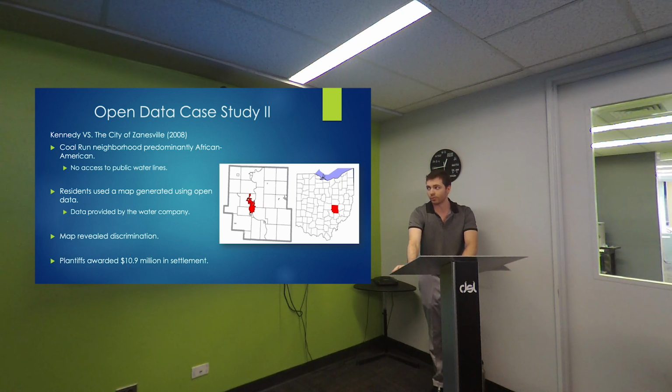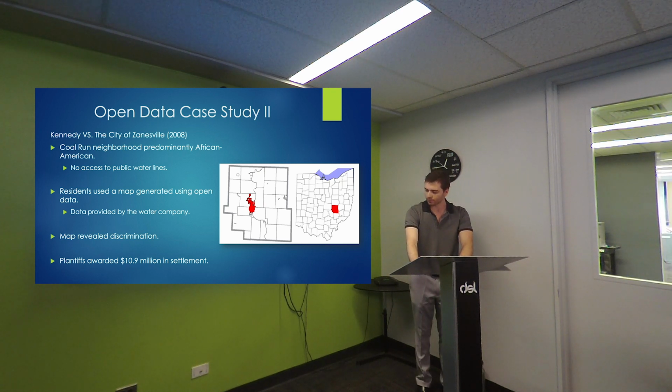So the residents were able to use a map they generated using open data that came from the water company to prove a correlation between skin color in the neighborhood and access to public water. As a result, this map revealed the discrimination, and the plaintiffs were awarded over $10 million. So that was about 10 years ago.